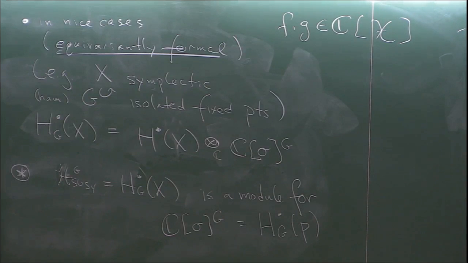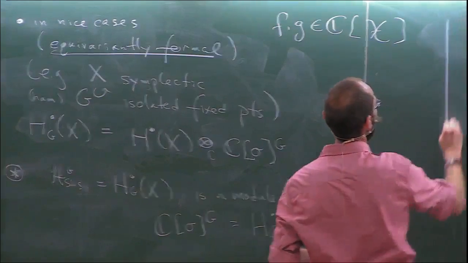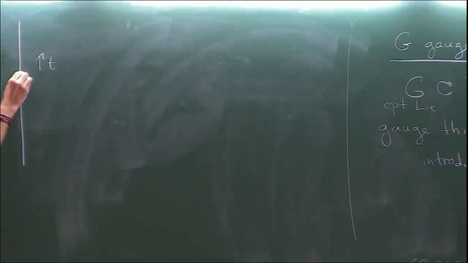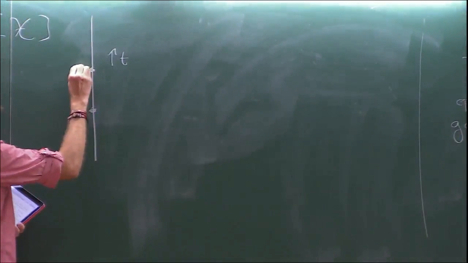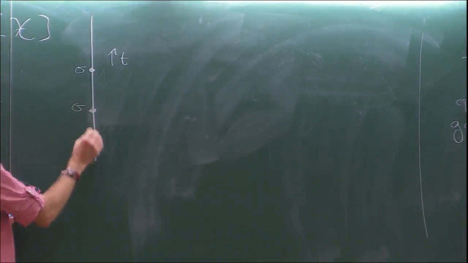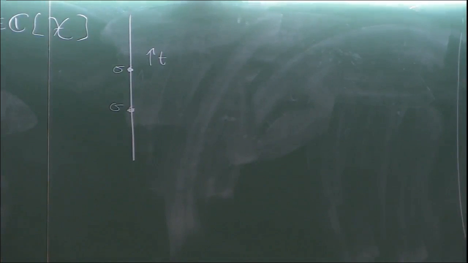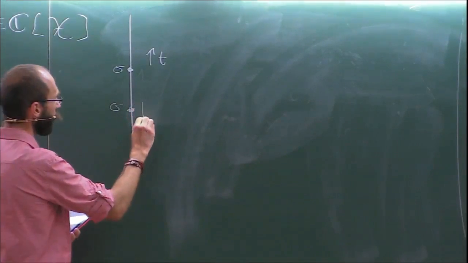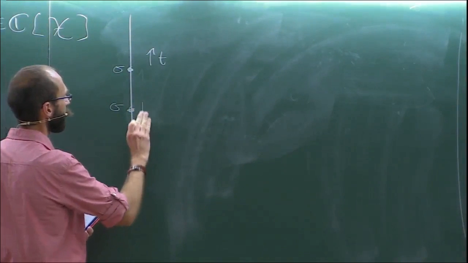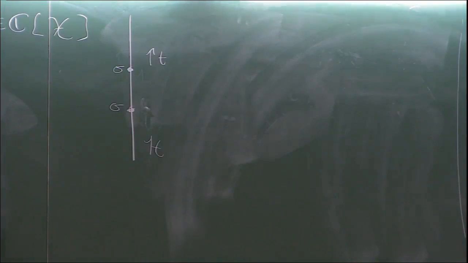Physically, the way I like to think of this is that in this quantum mechanics, polynomials in sigma are local operators. They're part of the algebra of topological operators. They commute with each other, and they all act on the Hilbert space. And so naturally, the Hilbert space is a module for polynomials in sigma.